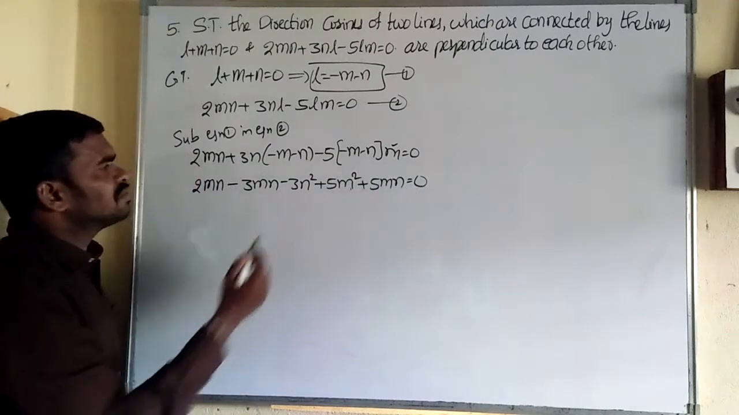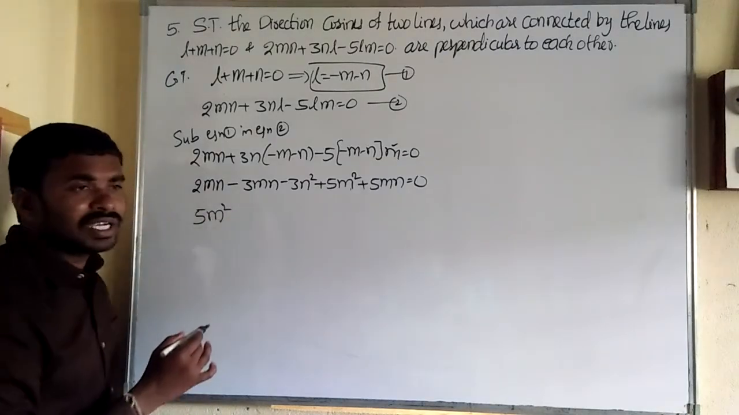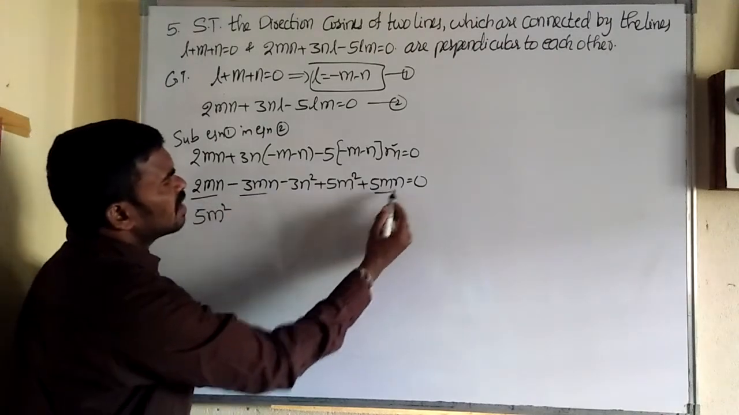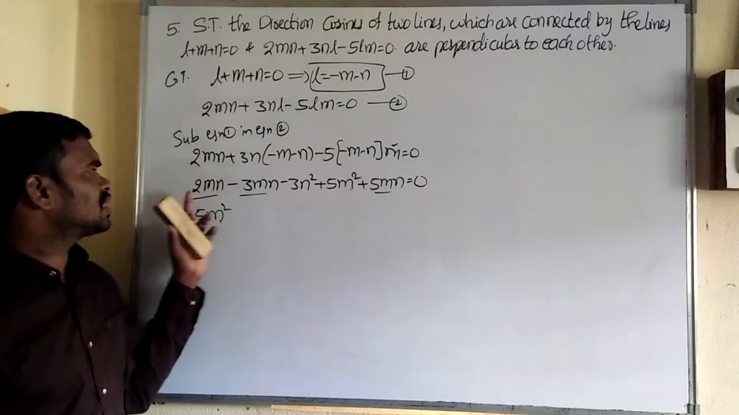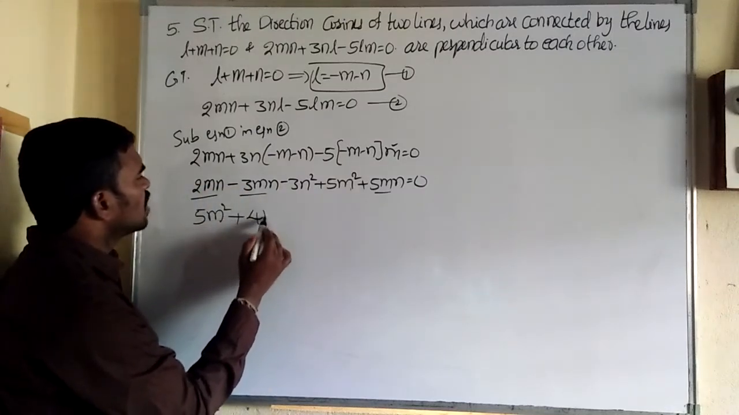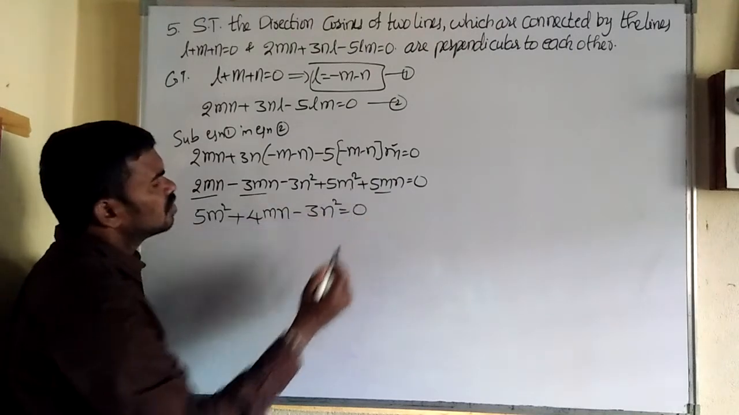Now see what the m² terms are: 5m². Next, the mn terms: here 2mn, here -3mn, here 5mn. Totally 5 plus 2 is 7, 7 minus 3 is 4, so 4mn. Next, the n terms: -3n², equal to 0.